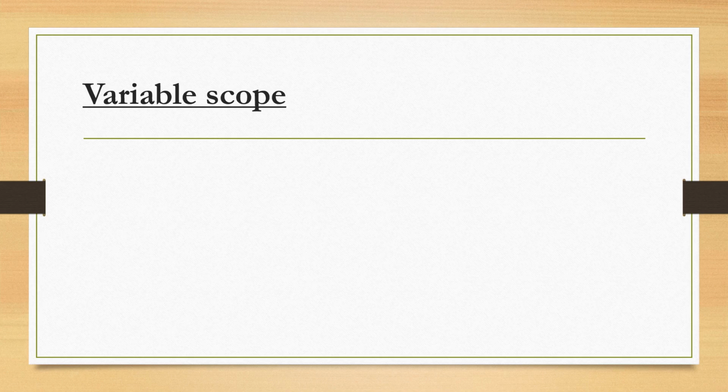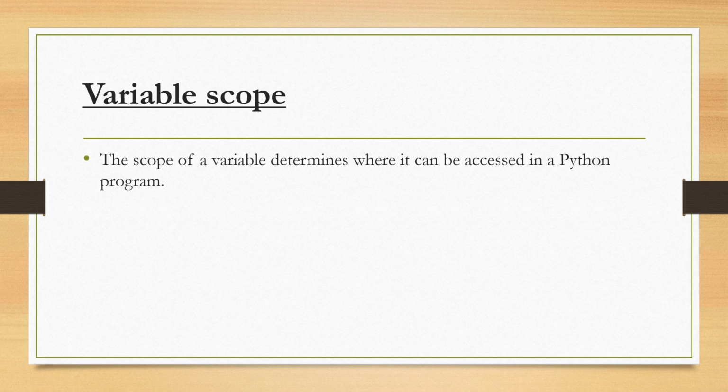Now, variable scope. It is a very important topic because it can also be asked in interviews. What is variable scope, local scope, global scope? All these things can be asked in the interview. So this is important. The scope of a variable determines where it can be accessed in a Python program. So this is the scope from where we can access this variable.